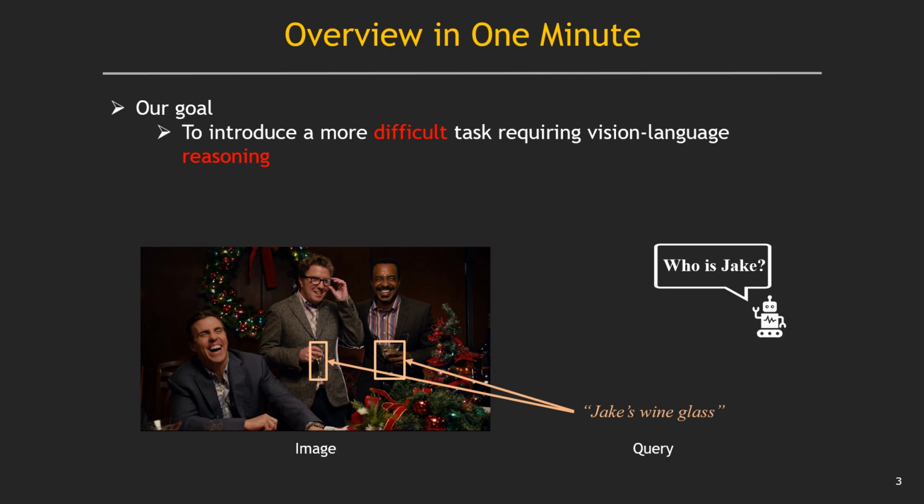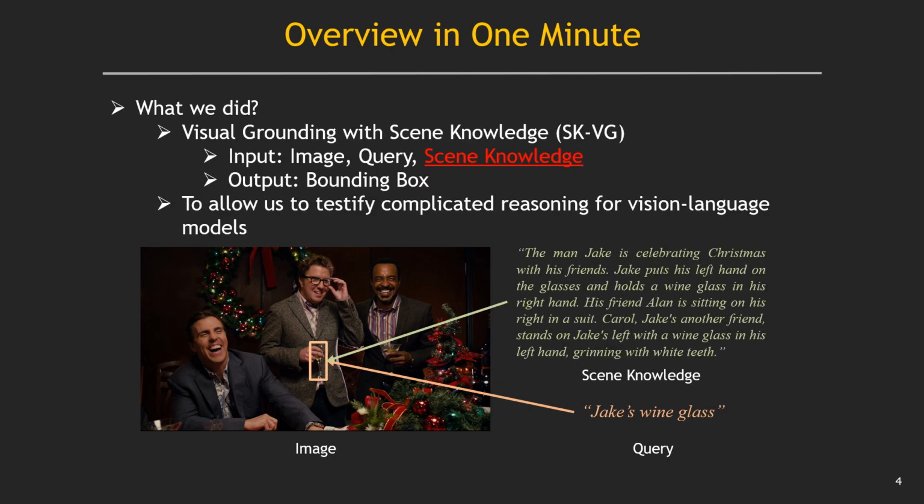Our goal is to introduce a more difficult task requiring vision-language reasoning. Take a motivating example. If we require the model to find Jake's wine glass, the model will have no idea who Jake is. Therefore, in our paper, we introduce scene knowledge to the traditional visual grounding task. By jointly understanding the scene knowledge and the image, we can now find who Jake is and locate Jake's wine glass. It allows us to test the reasoning ability of existing vision language models.